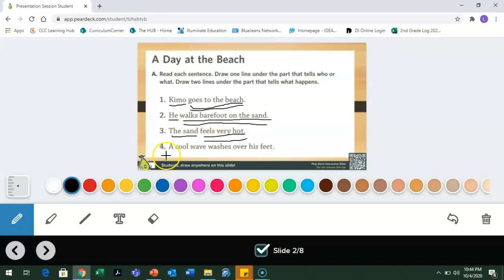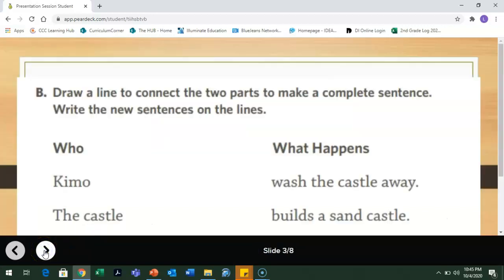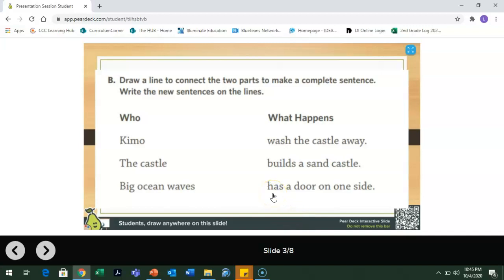Now let's go to sentence number 4. A cool wave washes over his feet. Who? Get ready. Yes, a cool wave. I'm looking for the subject. And what does a cool wave do? Get ready. Yes, washes over his feet. So I make 2 lines. We were able to identify the subject and the predicate in these 4 sentences. Kiss your brain. Say, I'm very smart. Yes, you are. Let's go to this next slide.